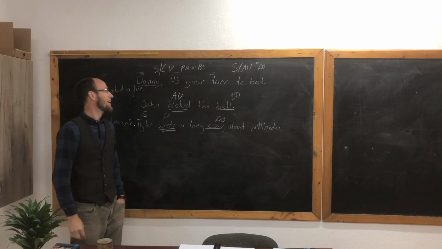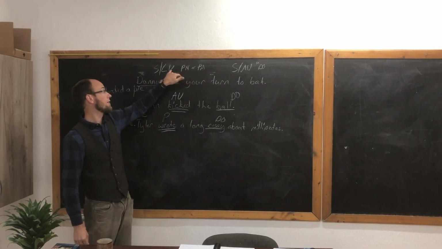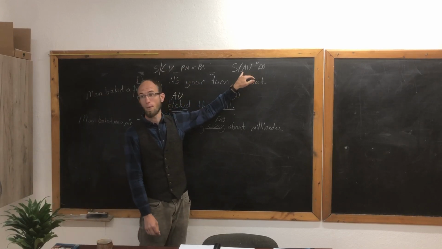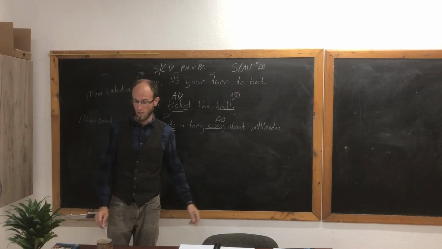You will soon. These are complements. Predicate nominatives and predicate adjectives are complements of linking verbs. Direct objects are complements of action verbs. That thing that comes in the predicate and kind of finishes it out.